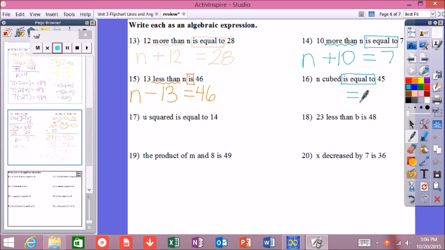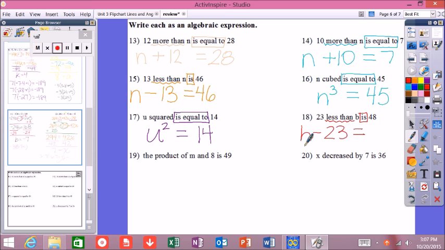Number 16 is equal to. A number cubed means the power of 3. Number 17 is equal to. A number squared, or u squared, is to the power of 2. Number 18, the word is our equal sign, and we have some tricky terms. So 13 goes at the end, 23 goes at the end, minus 23. Number 19, the little word is.